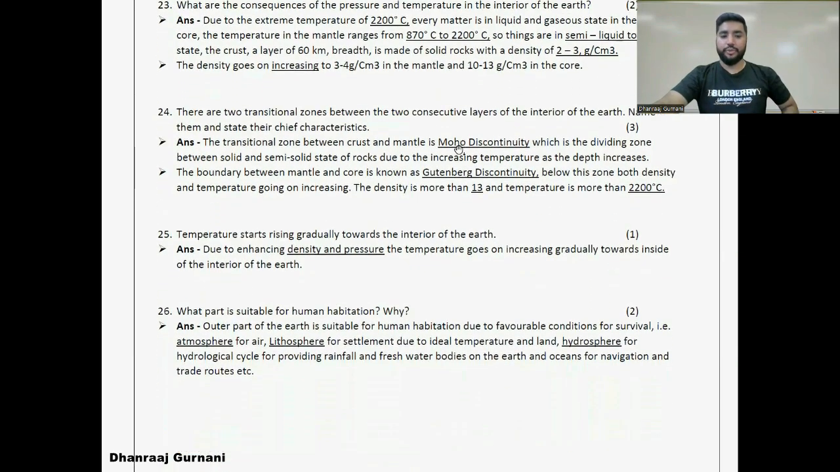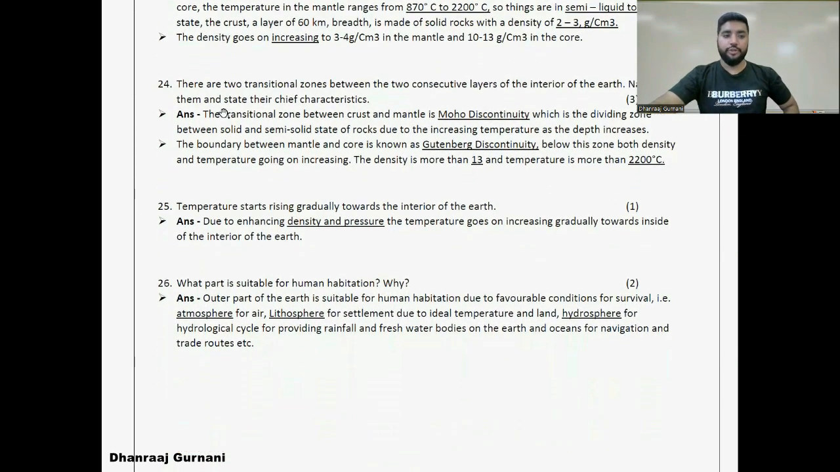Moving to the last three questions of the chapter. 25. Temperature starts rising gradually towards the interior of the earth. This answer is repeated, so I'll write an R here. Due to enhancing density and pressure, the temperature goes on increasing gradually towards the interiors of the earth. So as you go towards the interiors of the earth, temperature and pressure go on increasing.